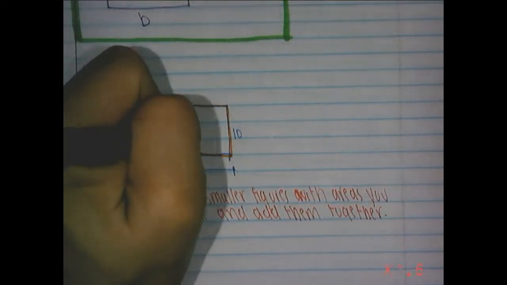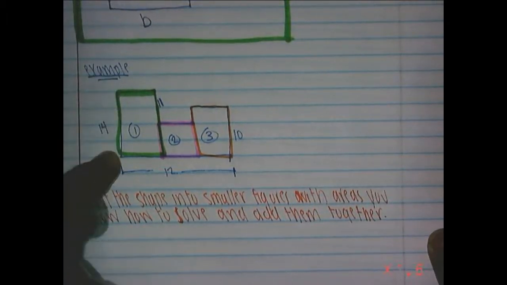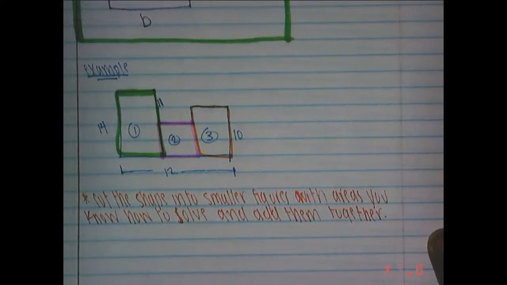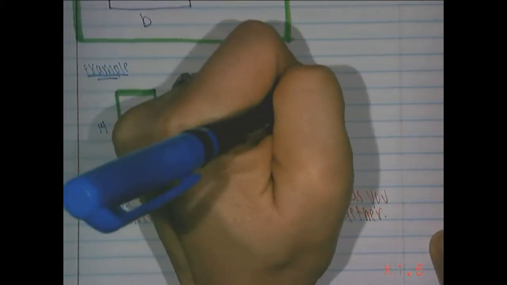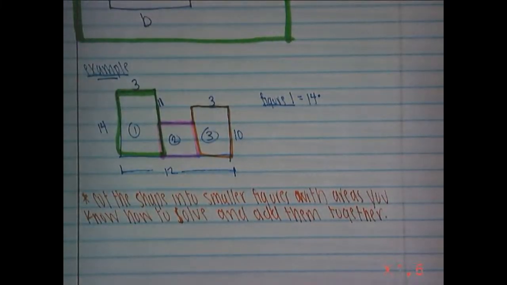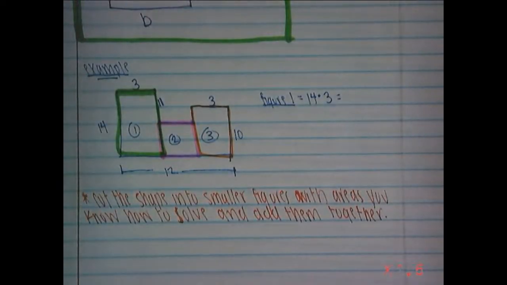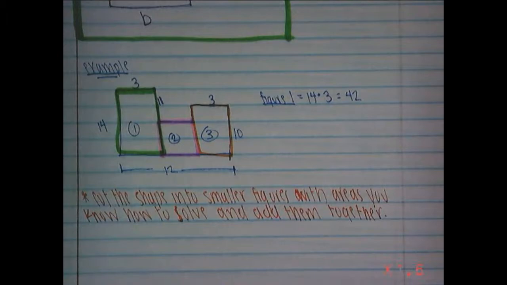So 1, 2, and 3. Those are my 3 figures. All right, figure 1, I know my height. What is my height, you guys? 14. So, figure 1, I'm going to do 14 times, what's my base? Oh, I forgot to give you a piece of information. What's my base? 3. So 14 times 3. And what are you guys going to get when you multiply 14 times 3? 42. All right, so that's figure 1.